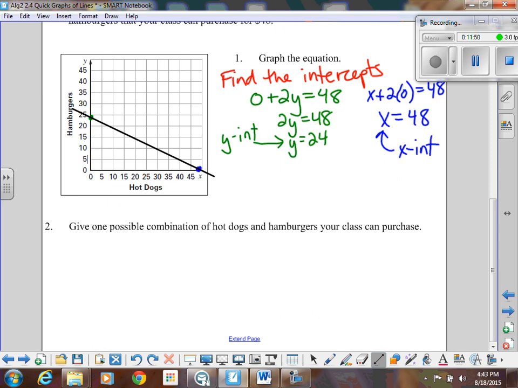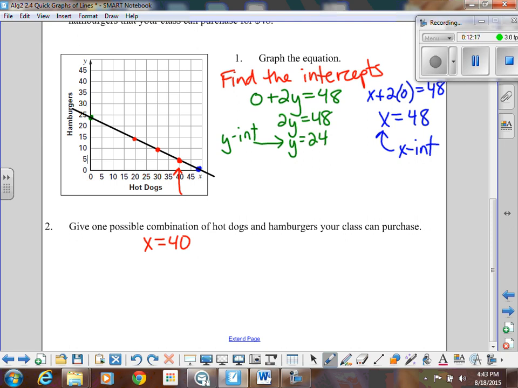Next, it says give one possible combination of hot dogs and hamburgers that your class can purchase. Well, guys, any point on this line is going to be one of the possible combinations. So we just have to pick one. Now, it looks like this would be a nice number, x equals 40, but I'm kind of having trouble seeing what the y value is. I can't tell if that's a 5 or a 4.